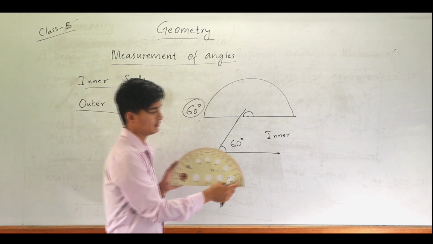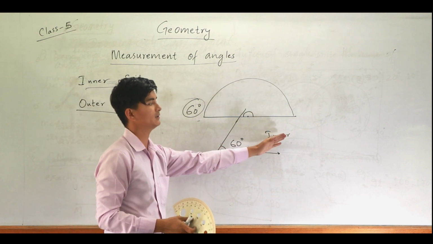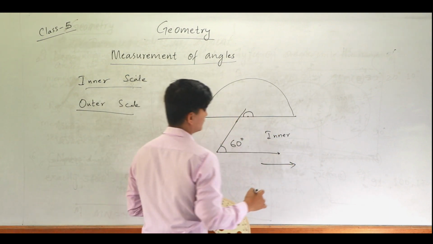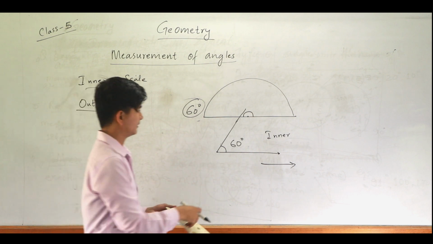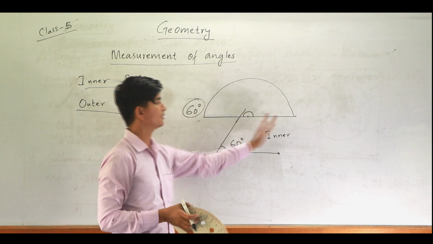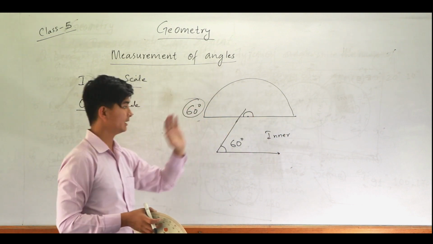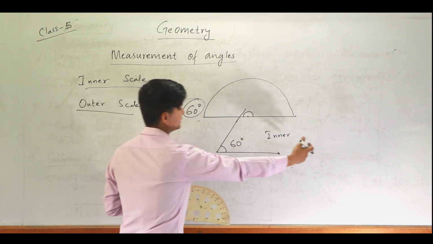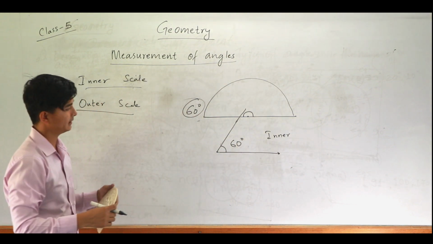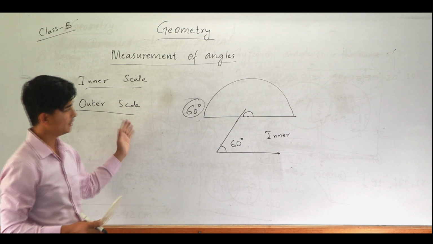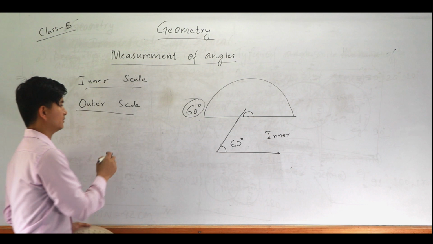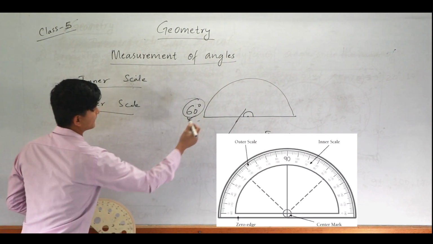So I am using this one. So that's why it is the inner scale. And remember that the inner scale is always on this side. Okay, if it is turned to this side, that means it is the inner scale. You can say the right side. And if it is on this side, you can say the left side, it will be the outer scale. So this is inner. I am drawing the outer also. Okay, I am showing you outer with the same degree.